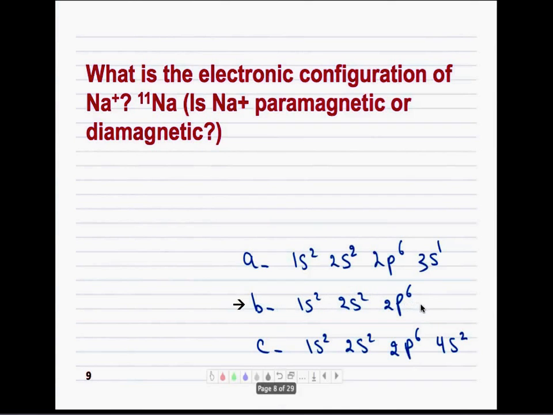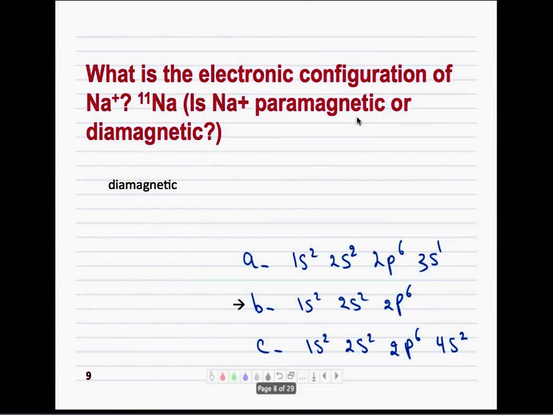Now, the second thing, is sodium plus para or diamagnetic? If we look at the box notation in here, I have 6 electrons, so all of them are paired, therefore it is diamagnetic. Is sodium as a neutral element dia or para? Paramagnetic. And that tells you that if the atom is paramagnetic, that doesn't mean the ion is paramagnetic.